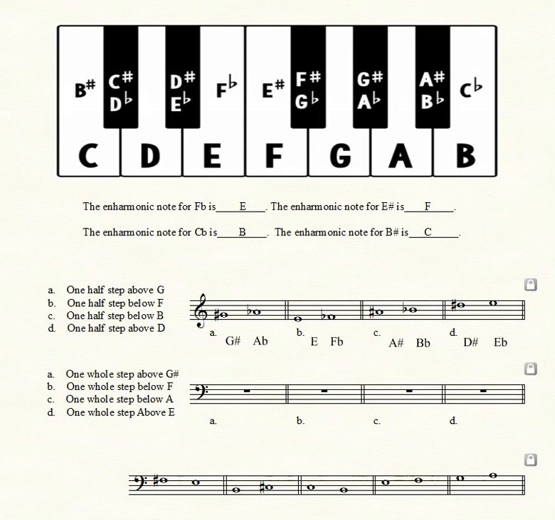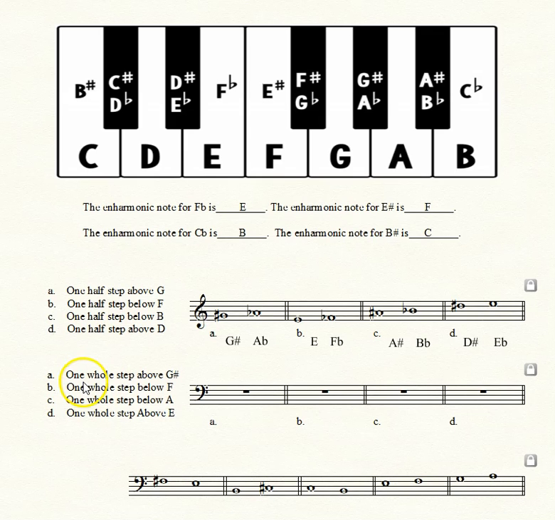For our next exercise, we will write the indicated notes on the staff and the name of the notes below. If there are enharmonic notes, we will write both. Right here, we're looking for one whole step above G sharp. So we'll go to G sharp right here. Now we move two steps to the right. So 1, 2, we have A sharp and B flat. So we'll add these two right here.